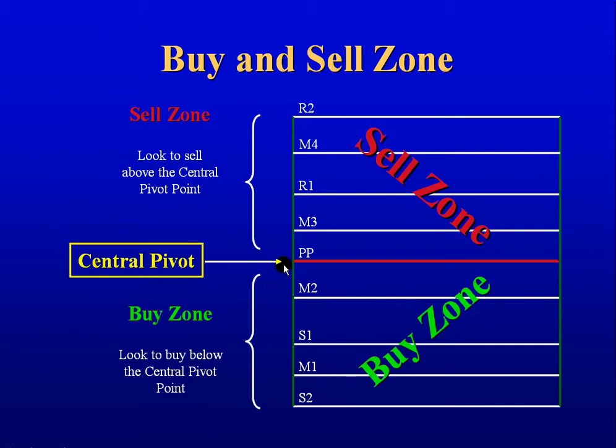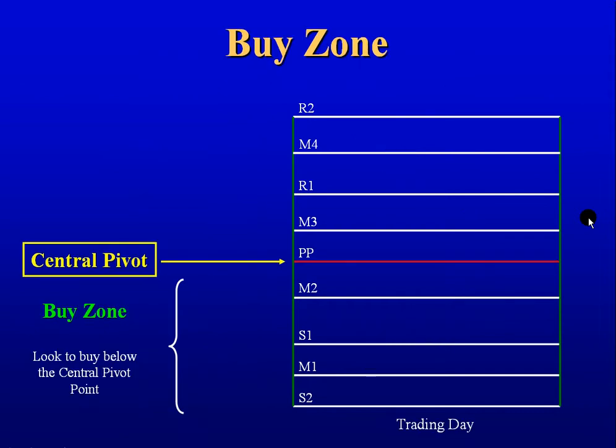Just to give you a little bit more visual perspective, if we have our central pivot on a chart for the day, anywhere in the area below the central pivot is the buy zone. Anywhere above the central pivot is typically a sell zone. And we'll make more sense of this as we move forward.